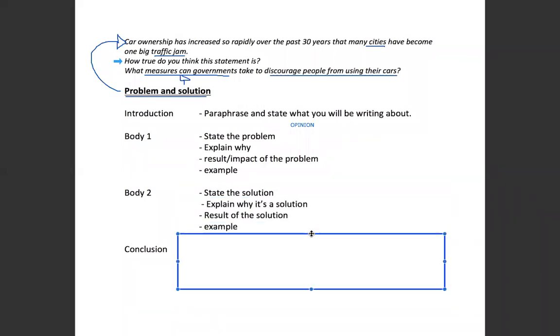In body two, we put the solution, right? So the solution to the traffic jams. But here you need to answer this question as well. Okay, so the solution that they want you to discuss is the measures that governments can take. So you state what measures they can take, you explain why it's a solution, you give the results of the solution, and you give an example as well. Okay, perhaps you can think of some cities where governments have taken measures like that.